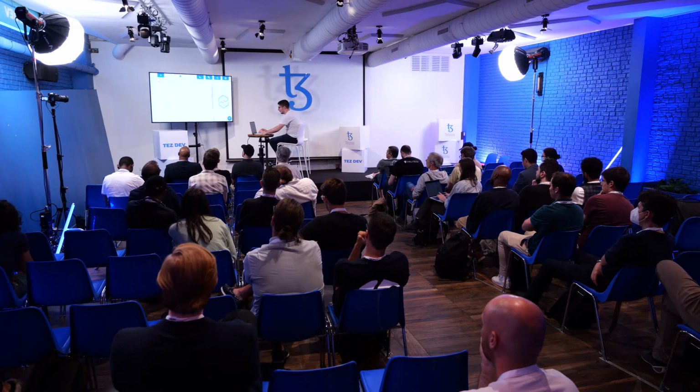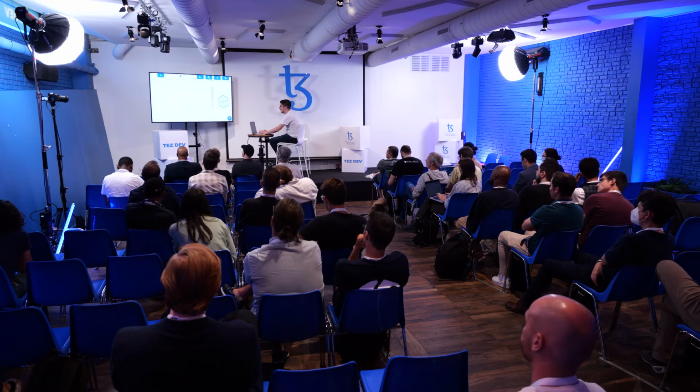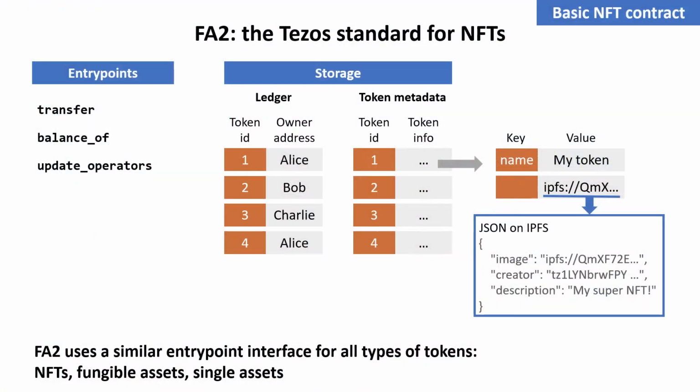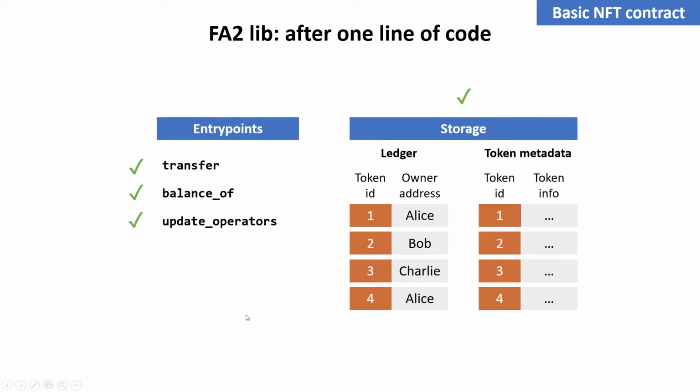And you can write pass, and you already have a good NFT contract. So I think it's finished, and I ended my talk. Yeah, so after one line of code, you have a basic NFT contract that can transfer, have balance off, and update operator. But there is no way to mint the NFTs, so you can't have NFTs inside it.